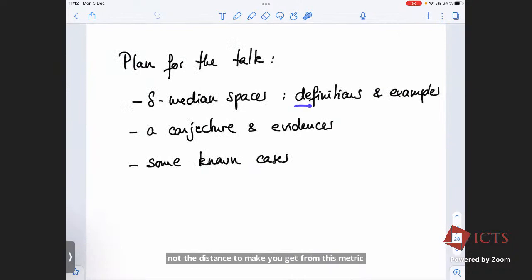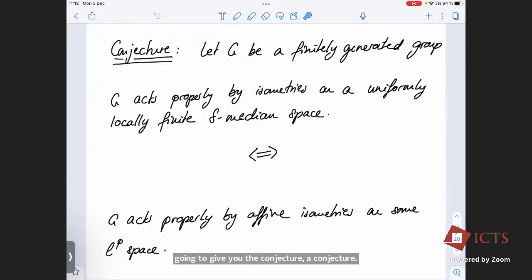I gave you some definitions and examples, and now I'm going to give you a conjecture and evidence for this conjecture. So this is the conjecture. If you have a finitely generated group, this is what I think, and then I'll tell you why I think that. It will act properly by isometry on a uniformly locally finite delta median space if and only if it acts properly by isometry on some LP space.